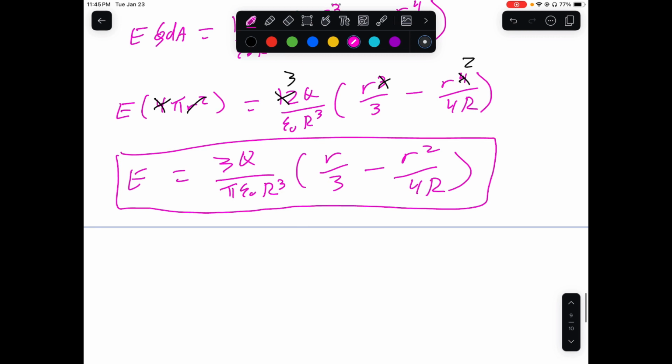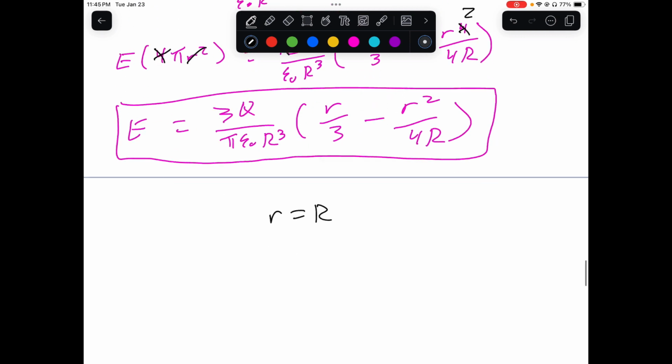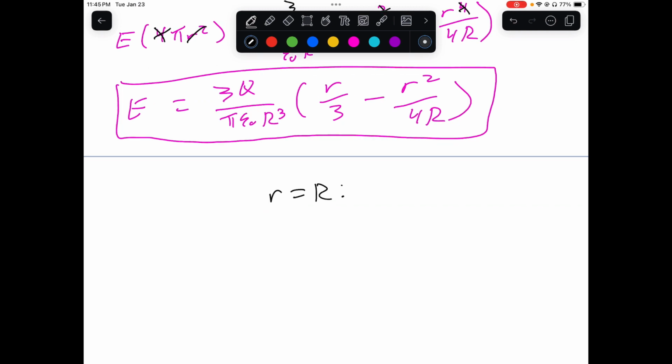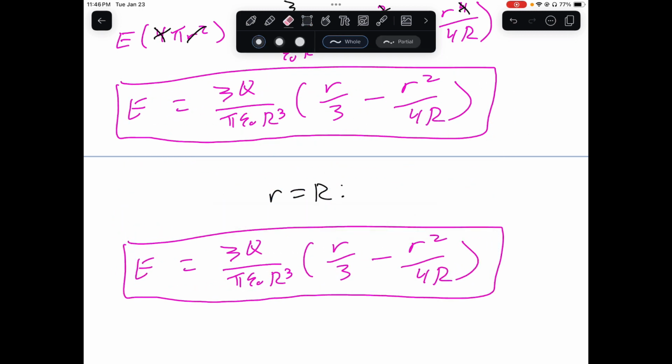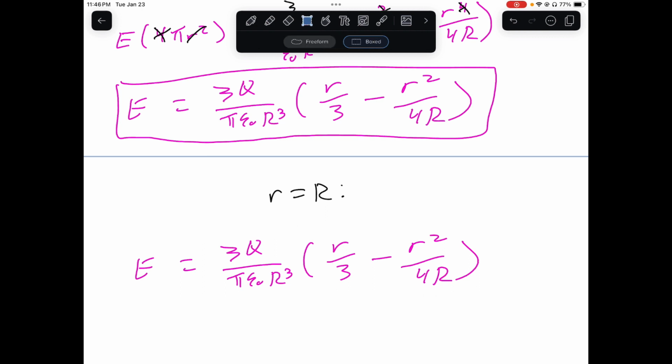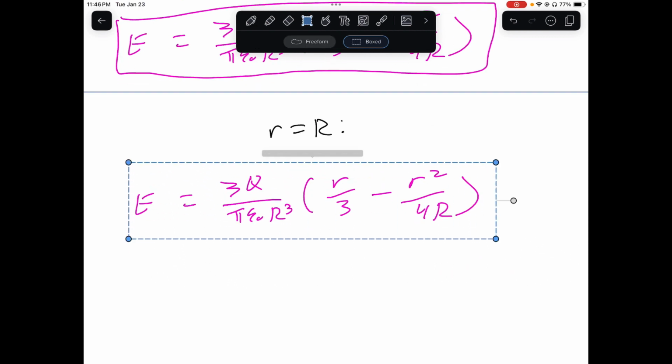Now, I've done all this math, and I'd like to know if it's right or not. So one way that we can check is by looking at the end of it. When little r becomes big R, what happens? Okay, bring this down. I just don't want to write all of it again. I feel like I've written this so many times.